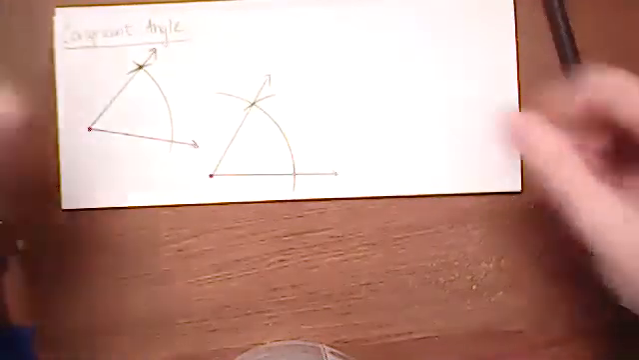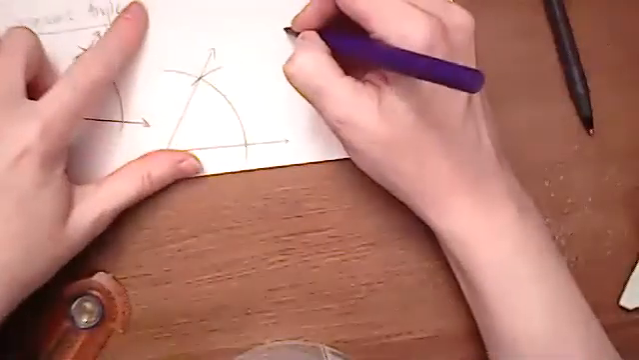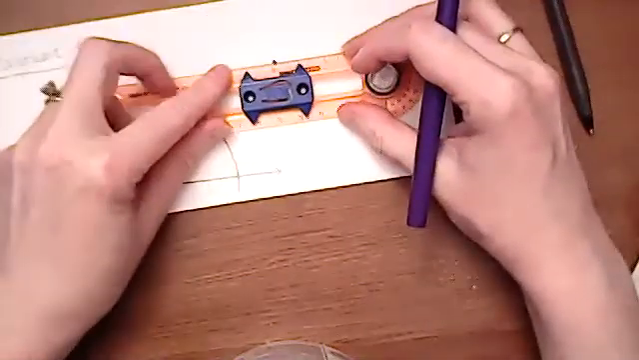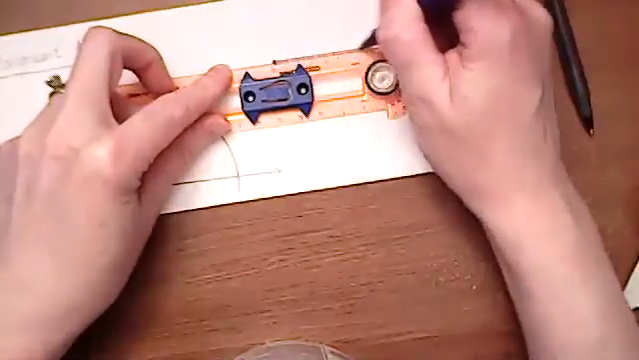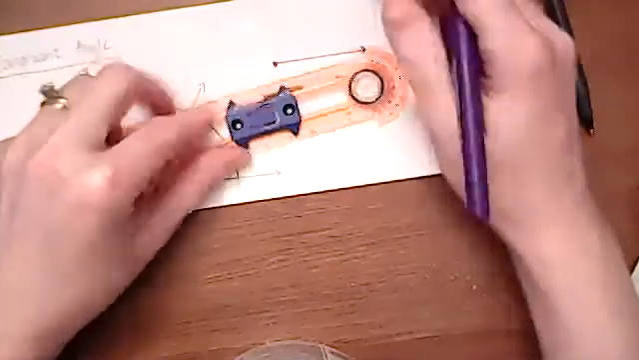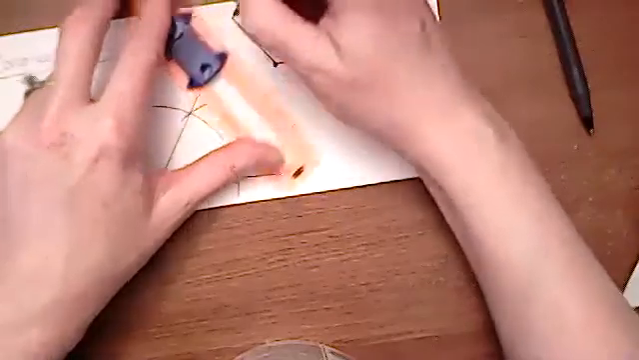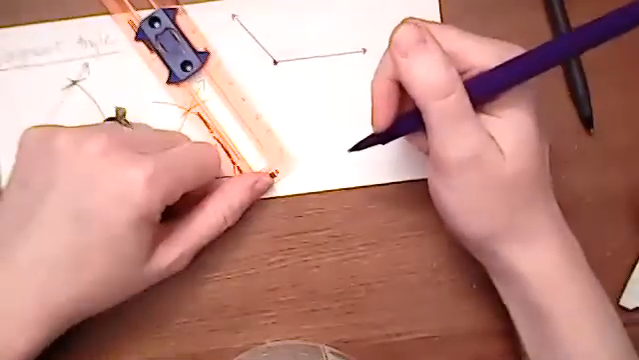Okay, I'm going to try one more. This time I'm going to try it with an obtuse angle. So I'm going to draw an obtuse angle up here. And again, I'm kind of running out of room, so I'm going to make this with kind of short sides. But I'm still going to be able to copy this even though it's an obtuse type of angle.